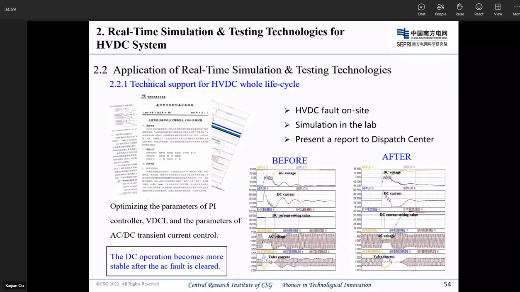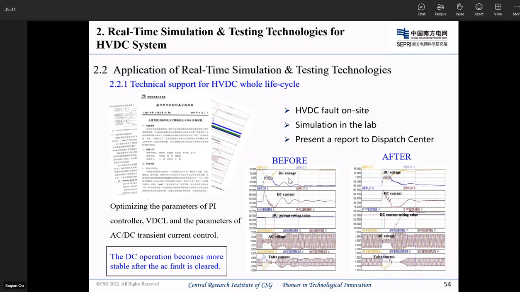And after the HVDC fault happened on site, we use RTDS to simulate the fault in the laboratory, and then we found the problem. What is the kind of problem? Then we will present a report to the dispatch center, and then we will modify the software, and they will improve.